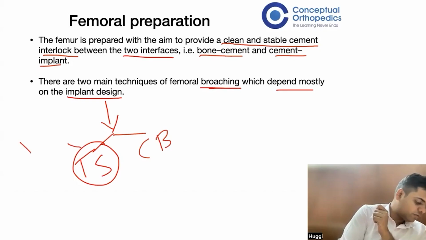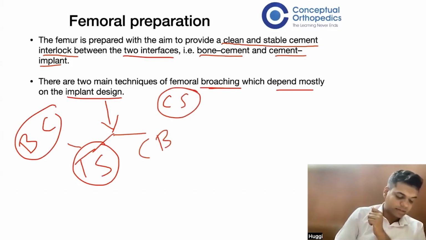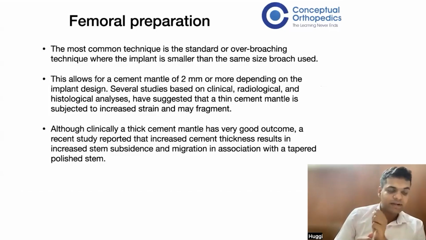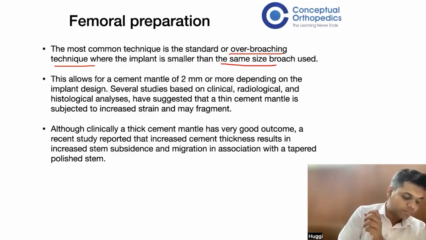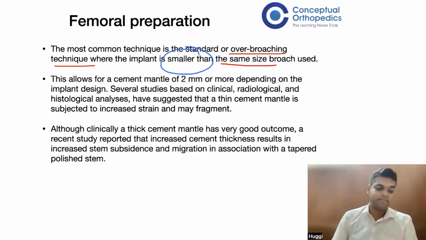We want here bone and cement to be strong. Here cement and stem should be strong. So depending on that, you have to do the broaching. What are the two techniques they commonly describe? One is standard broaching. What is standard broaching? We overbroach the canal and put a smaller size stem.